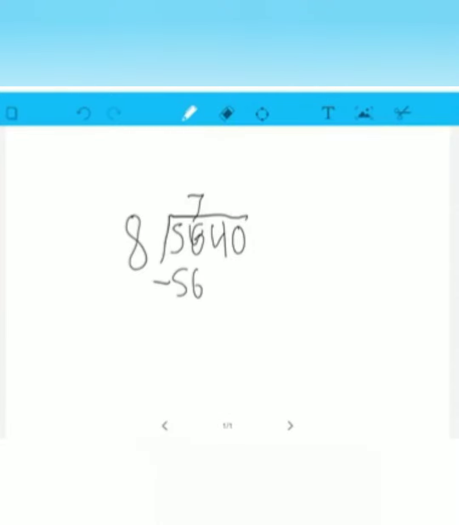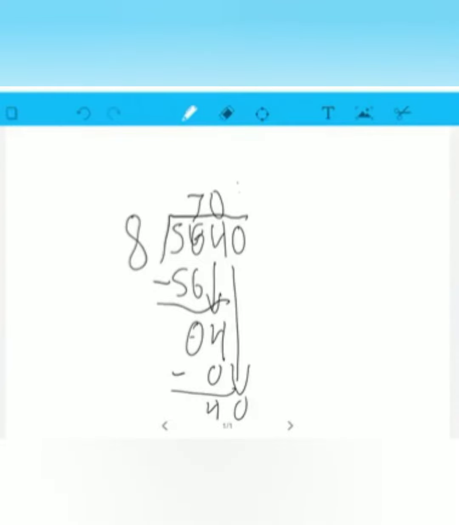So minus 56, this is the method. 56 minus 56 equals 0, bring down 4, and this is 0. Then 4 minus 0 equals 4, bring down 0, that is 40, and 40 minus 40 equals 0. We are running out of space here. So this is long division without remainders. Let's clear the entire thing and start with remainders.